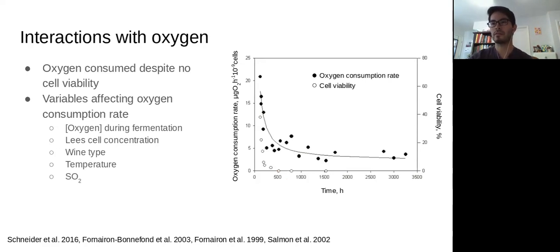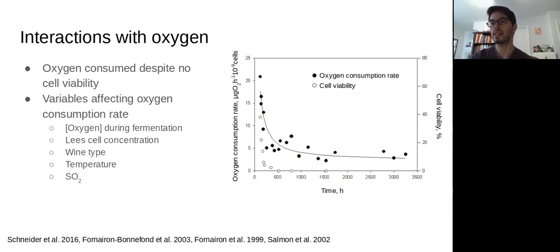So first of all, oxygen concentration during fermentation has a huge impact. When you give the yeast more oxygen during fermentation, the yeast are then able to consume less oxygen during aging. We also see that cell concentration has an effect, so more cells leads to more oxygen being consumed. And then there are also differences between different wine types. So red wines are going to show lower oxygen consumption rates than white wines, which is probably due to some phenolic interactions, which I'll cover in a few slides.